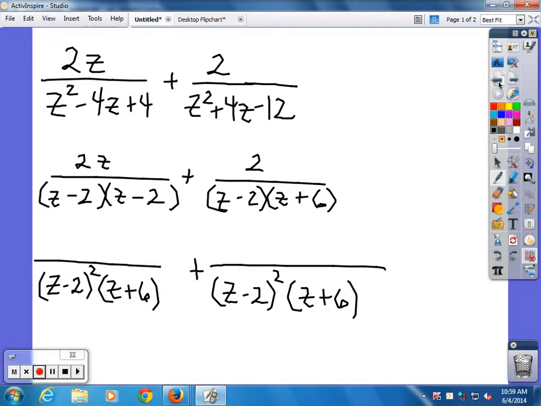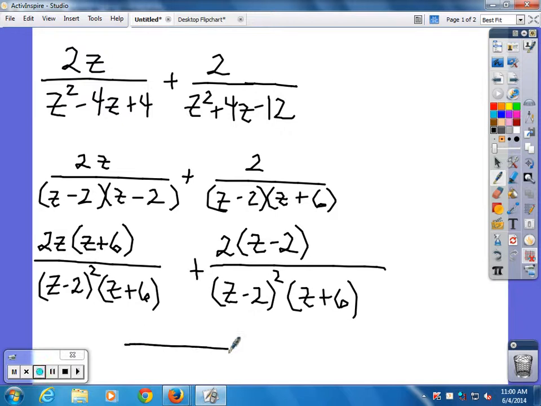So how many times will this go into this? 3 plus 6. So that's 2z times z plus 6. And how many times will this go into this? One of these and this. How many times? Z minus 2. So 2 times z minus 2. Okay, now clean up the top. Distribute, clean it up. Put it over one denominator. It's okay if you write the whole denominator out. You can if you want to. That's fine. Z minus 2 quantity squared times z plus 6.